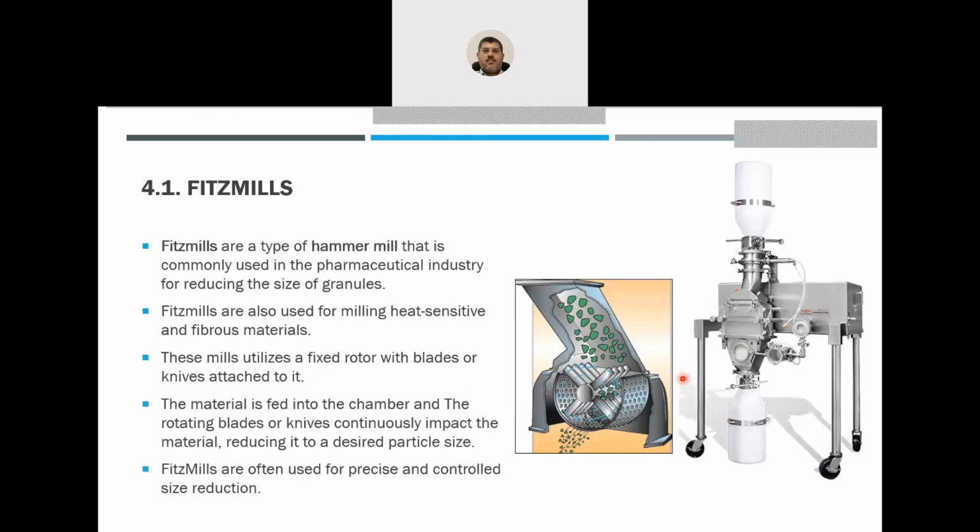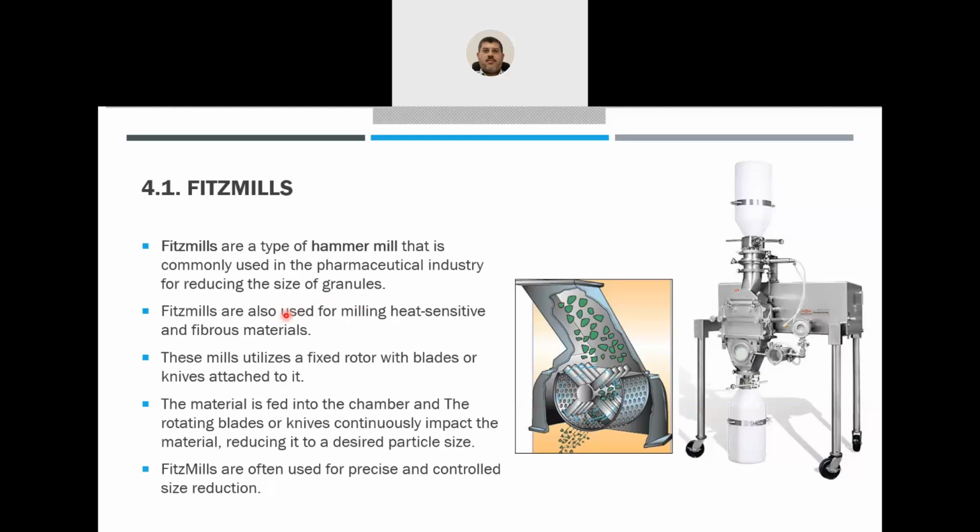Okay, so number one is the Fitz mill, and this is the one that we used in the practical in our dosage form design 2. This is a type of hammer mill. In the class in general, we call it hammer mills. And you know, a hammer is something used for knocking material. So these are commonly used in the pharmaceutical industry for reducing the size of granules.